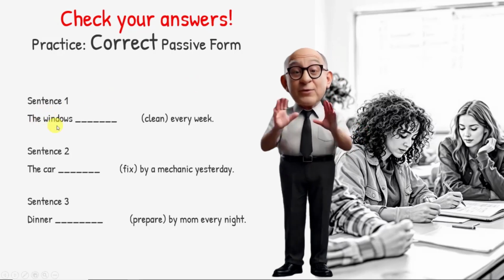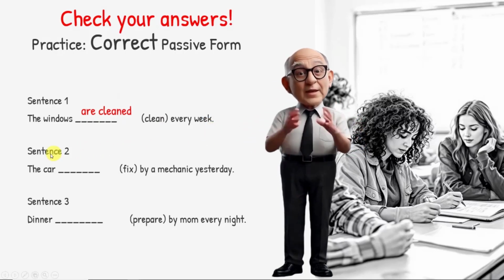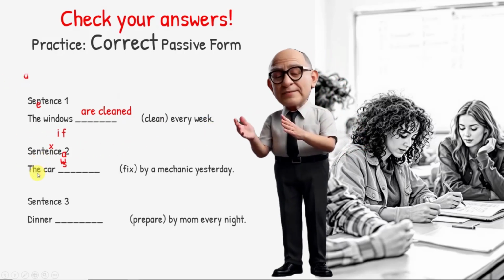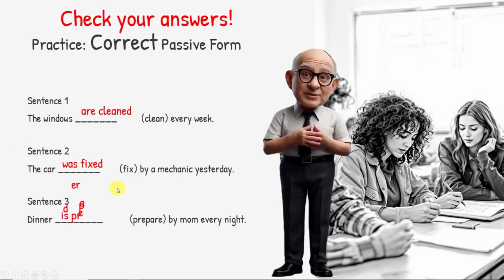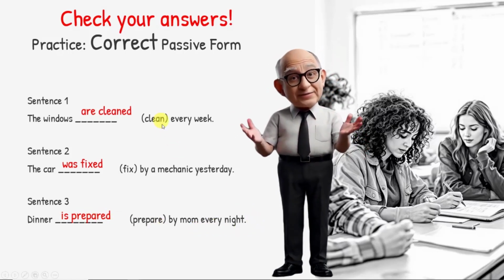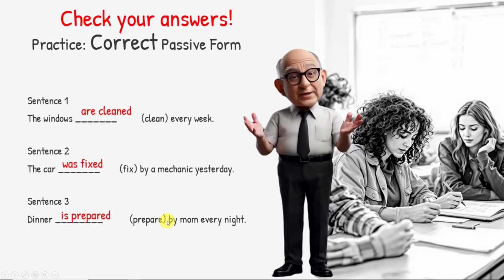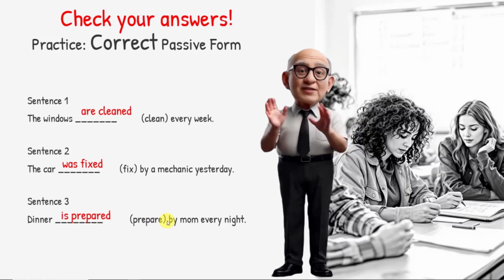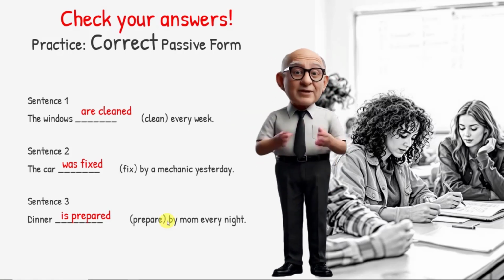Right, on the very first one: the windows are cleaned every week. Sentence number 2: the car was fixed by a mechanic yesterday. And of course, dinner is prepared by mom every night. Right, guys, those are 3 very basic, simple sentences that you have to complete. Next, we'll be looking at doing some exercises in the present, and then again in the past. Righto, guys. With that said, let's move on.